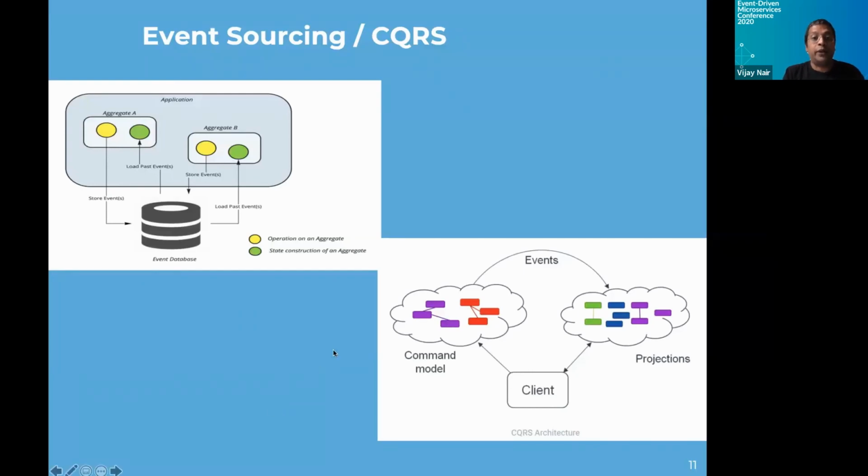If you look at the CQRS that's used in conjunction with event sourcing, you've got the command model, essentially the operations that are happening on that. These command models generate events, and then we've got projections of the state of an application, which are essentially representations of the aggregate in various formats, in various forms.